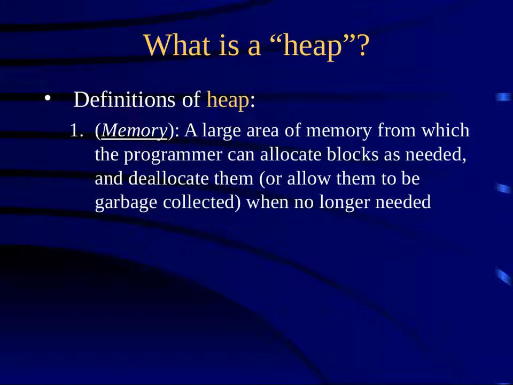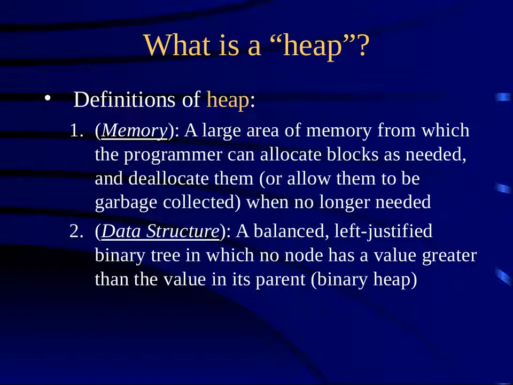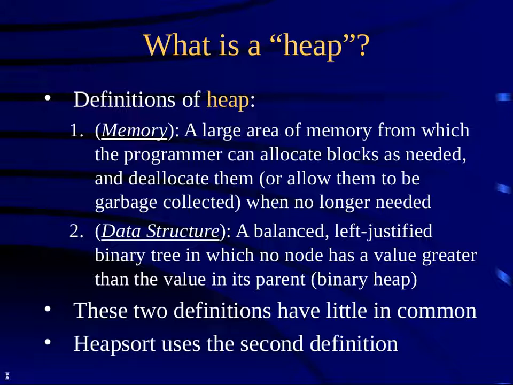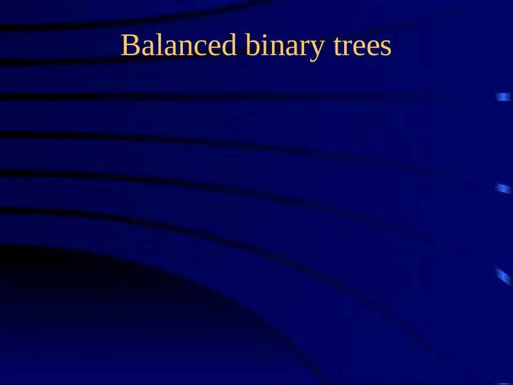The memory heap is a large area from which programs can allocate blocks as needed and deallocate them as needed. The data structure is a balanced left-justified binary tree in which no node has greater value than the value in its parent. They have basically nothing to do with each other. We'll talk about the data structure in a moment. I guess their commonality is they both deal with memory, since a data structure has to be in memory. That's about all we got. Heaps and heap sort use the second definition.